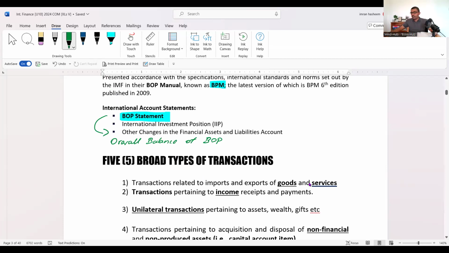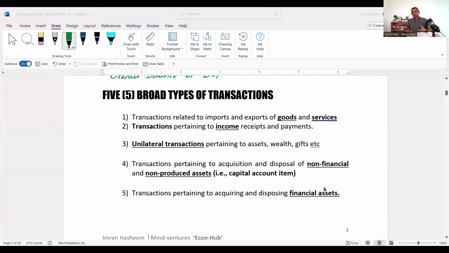Right. Then your professor says there are 5 broad types of transactions. He uses the word transactions here, but we actually have transfers also. Transactions included in the balance of payment statement, 5 categories. First one, basically imports and exports of goods and services.